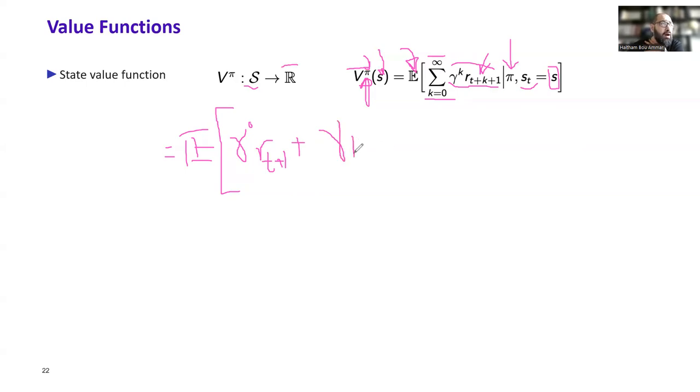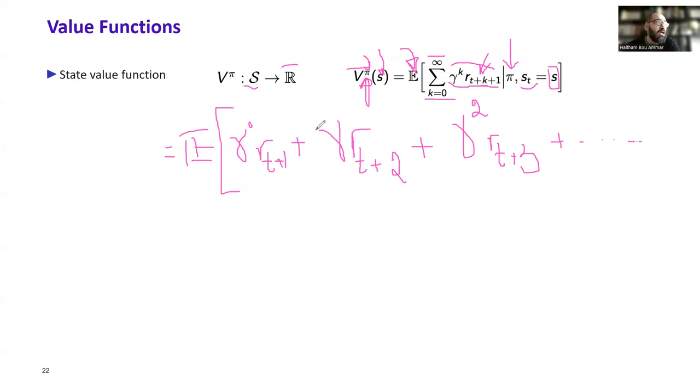And then you will have R, okay? And then here you will have t plus k equals one, so one plus one equals two, plus gamma, when k equals two it'll be squared. R of t plus k equals two, then you get t plus three, and so on. And then we're looping forever, okay?